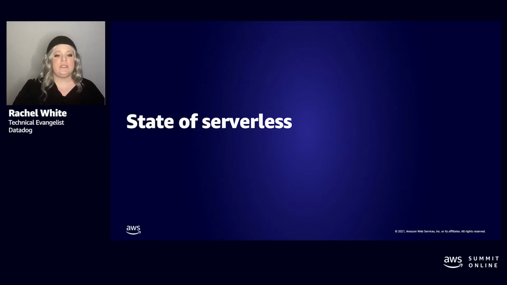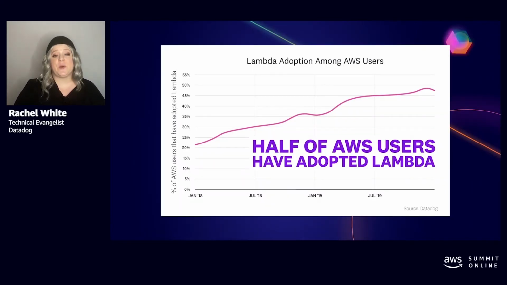And every year, Datadog has done a state of serverless or a state of containers where we dive into the data to see what kind of usage we're seeing within our customers. And we found that half of AWS users have adopted Lambda, which tells us that there's no doubt that there are use cases and business value for using serverless.